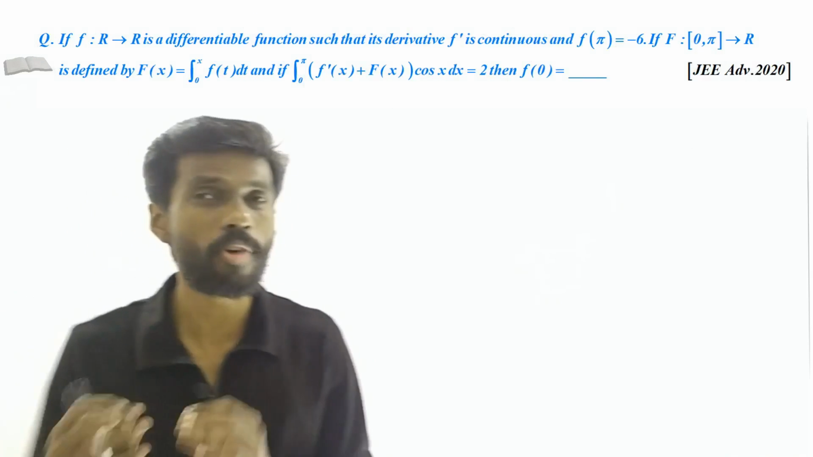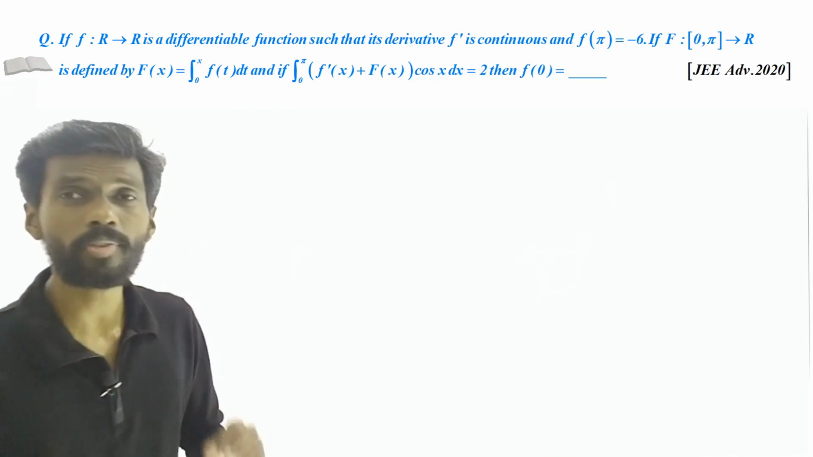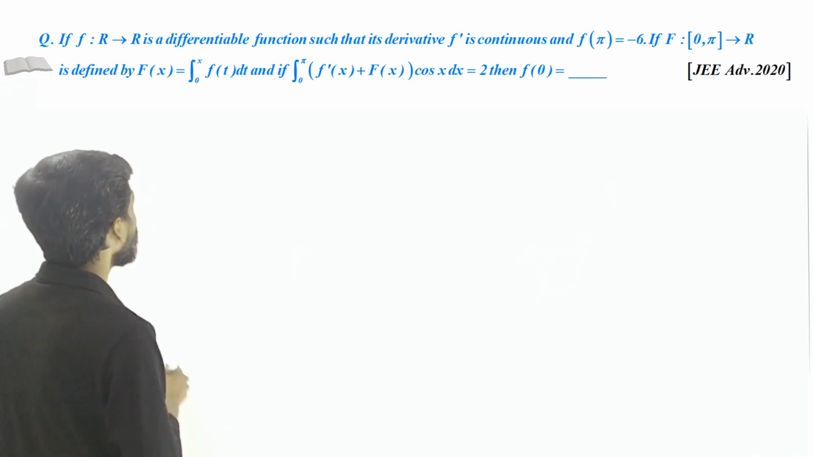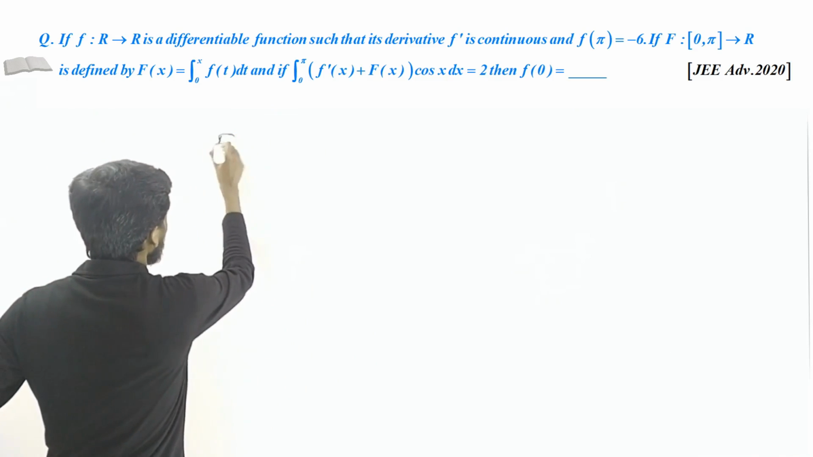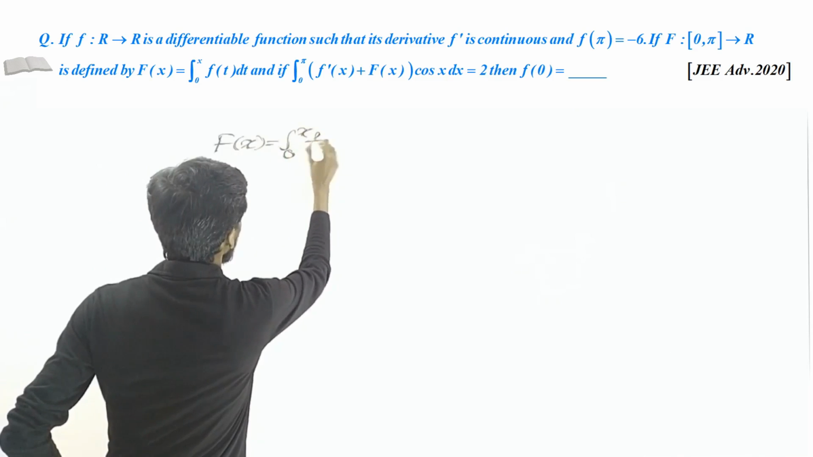Two functions are given, f of x and capital F of x, and they are related. Using this relation, we have to find the value of f of 0. Let's find it. First of all, this is a simple condition: capital F of x equals integral 0 to x f of t dt.